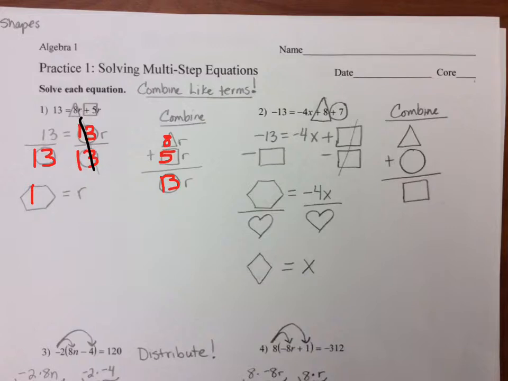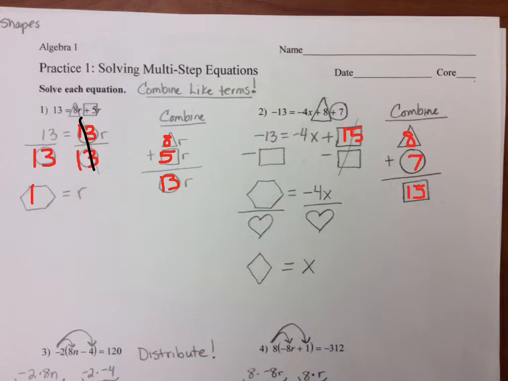For number 2, again, I have 8 in a triangle, so I'm going to fill that in over here. And I'm going to combine that with 7. Notice both of these this time are just plain numbers. They don't have variables next to them. So 8 plus 7 I know is 15. I'm going to fill that in my square. So now my square becomes 15. So negative 13 plus negative 4x plus 15 is now my equation that I'm trying to solve.